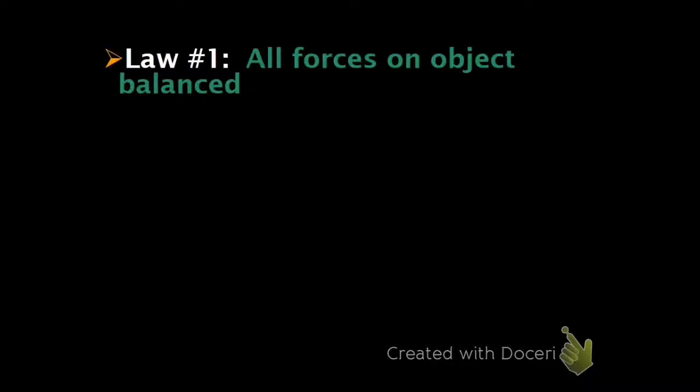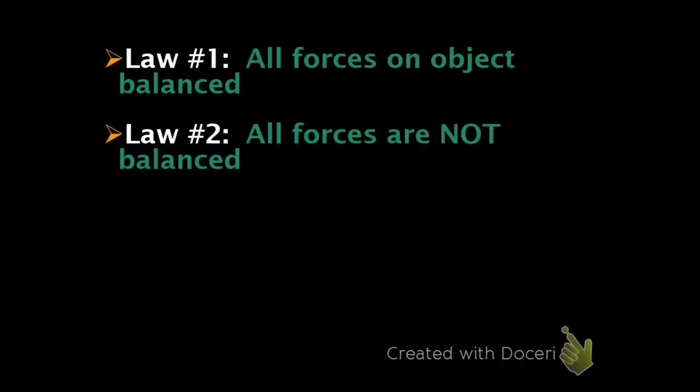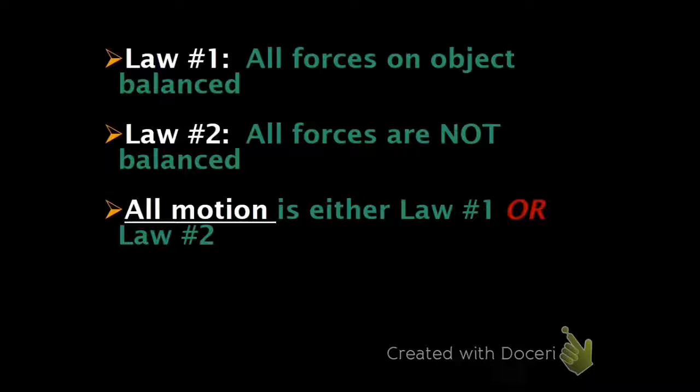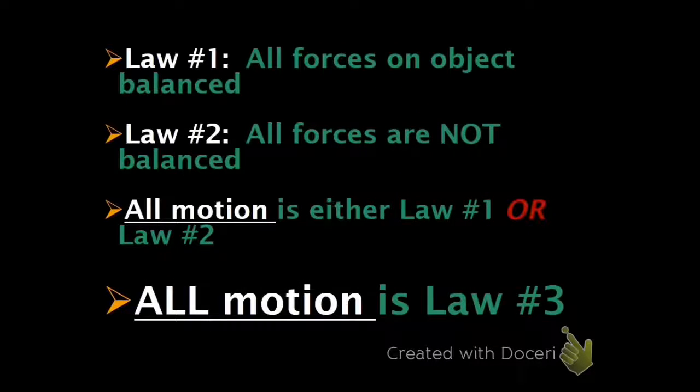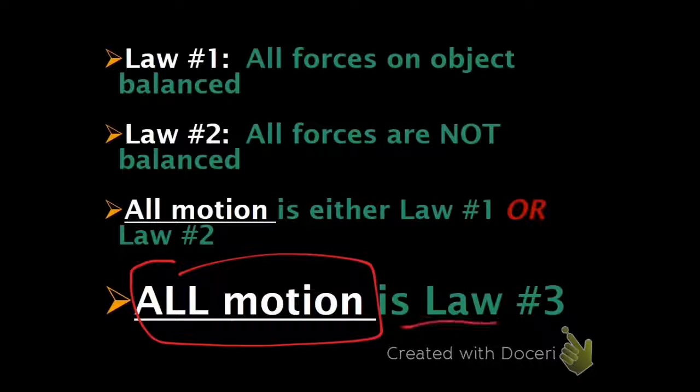To kind of summarize, Law 1 explains what happens when all forces acting on an object are balanced. There's no acceleration. Law 2 explains that when the forces are not balanced, you do have acceleration, and it explains exactly how much acceleration there is. So all motion of any object is either Law 1, forces are balanced, or Law 2, forces are not balanced. However, all motion is Law 3. Law 3 is always true, forces always come in pairs.